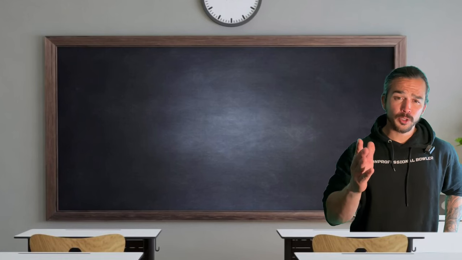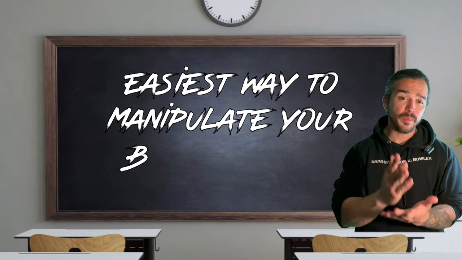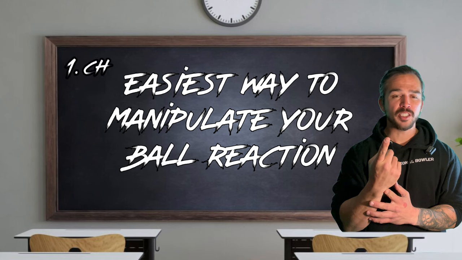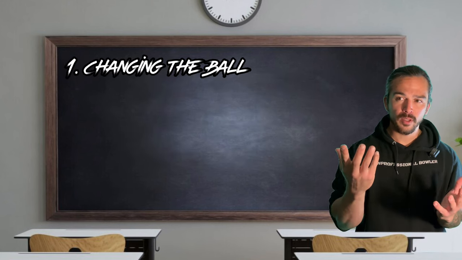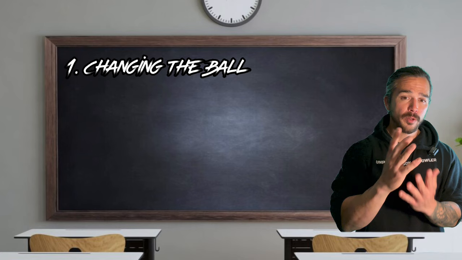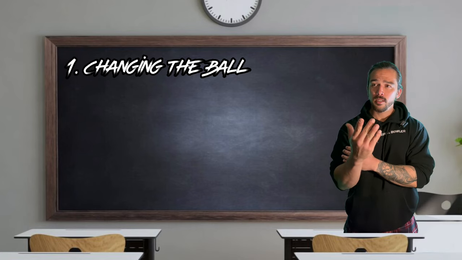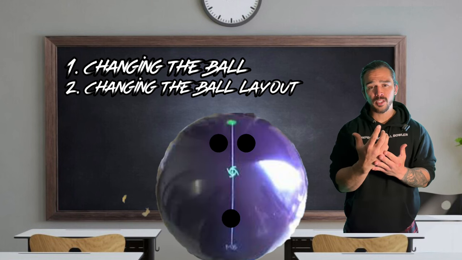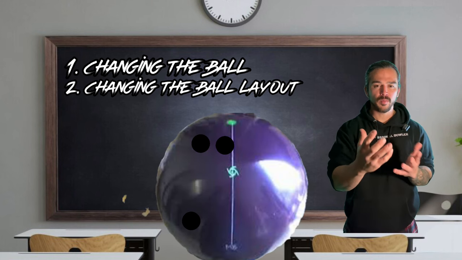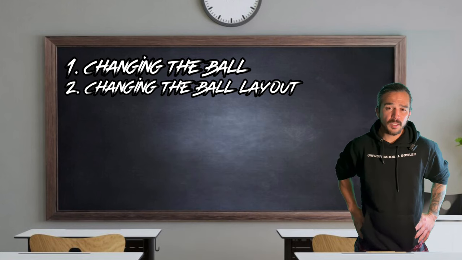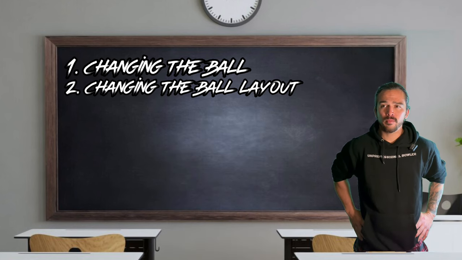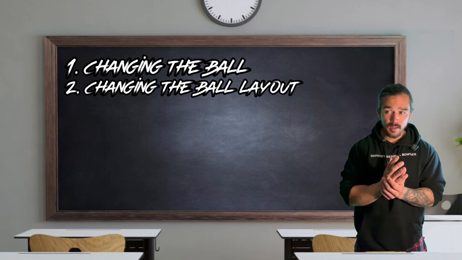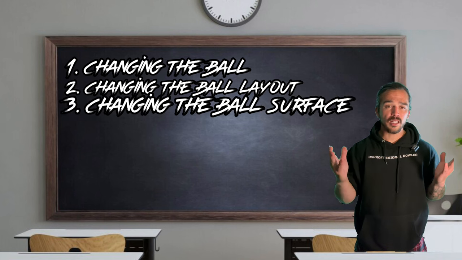Anyway, changing your ball's surface is the easiest way to manipulate your ball's reaction. And in my opinion, there's three different ways you can do it. The first way is by changing the ball itself. So you can buy a different ball that has a different cover stock, a different core, and have a different ball reaction that way. The second way, you can change the layout of a bowling ball. You can move the way the pin, the CG, and the mass bias are drilled on the ball to manipulate the ball reaction that way as well. The thing is, when those two are done, you're kind of out of the water unless you buy another bowling ball. So from there, you can change the ball reaction again by altering the surface of your bowling ball. And that's where we are here.